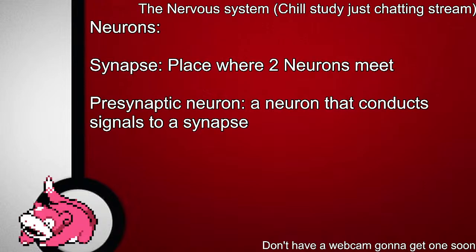I feel like I need to write that down a bunch. Presynaptic neuron. I'll write that down in this color. Some Halloween colors. I have an orange note card and a black pen. Did I write that down on here?